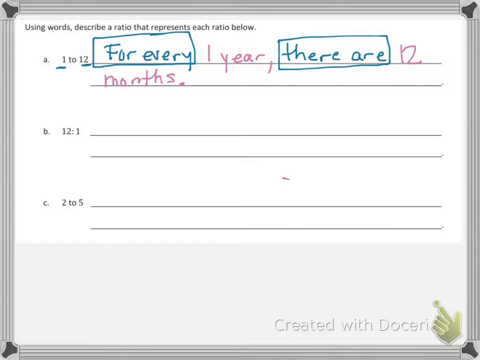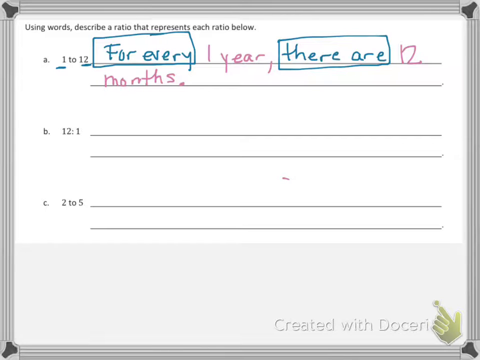Now, it could have been anything. For every 1 E, there are 12 A's. Hopefully that's what we see a ratio of on tests. We could say anything, really. It just kind of lends itself to years and months. Okay, so that's good ratio language.